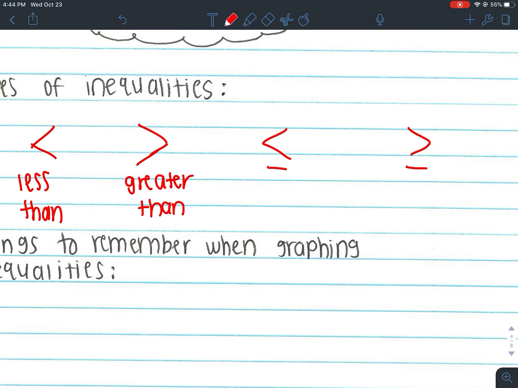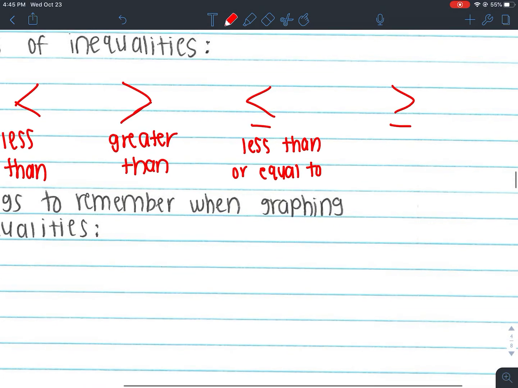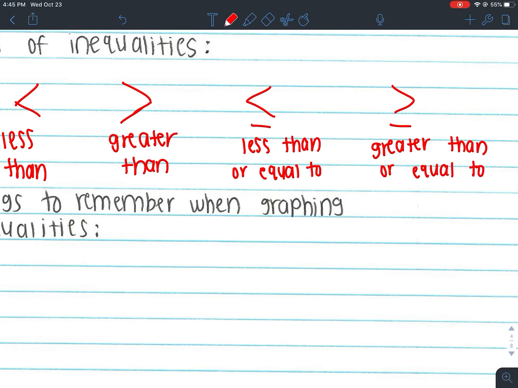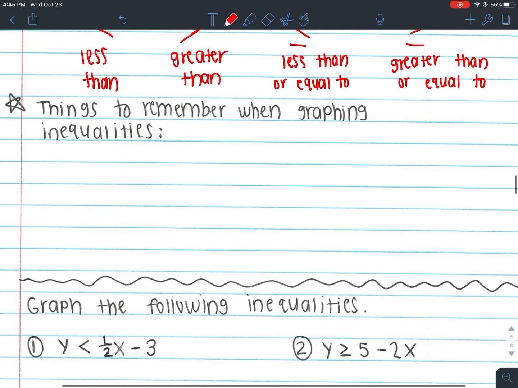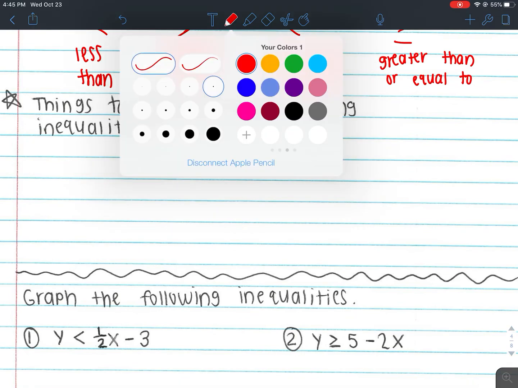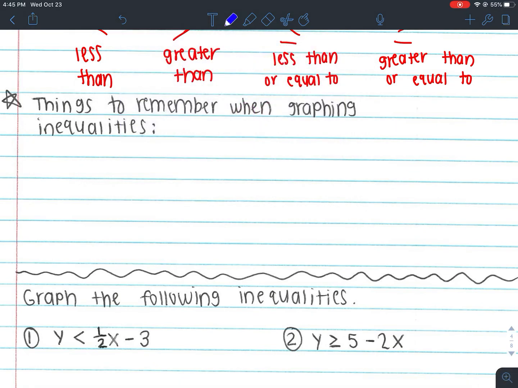The next sign is less than, but it has a little line under it, which also means equal to, because it's part of an equal sign. So this would be less than or equal to. I call it the equal to line, or equal to bar sometimes. And then we have greater than or equal to. Okay, so we have less than or equal to, and greater than or equal to.